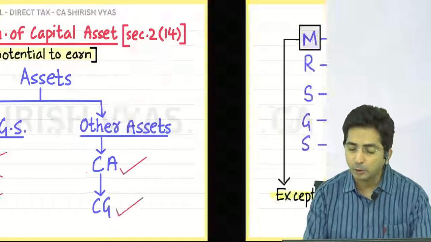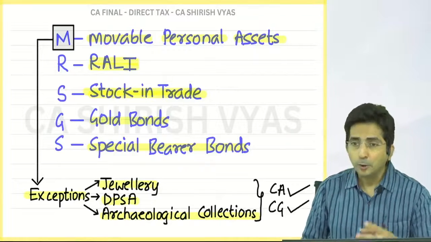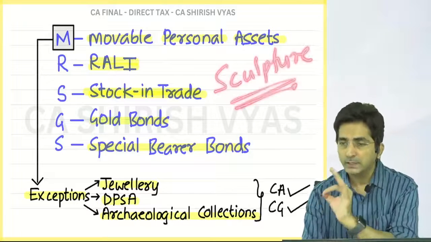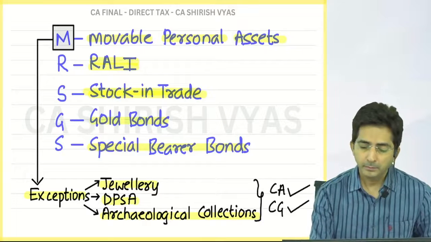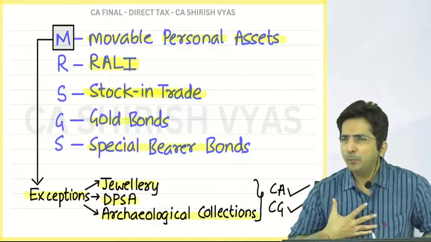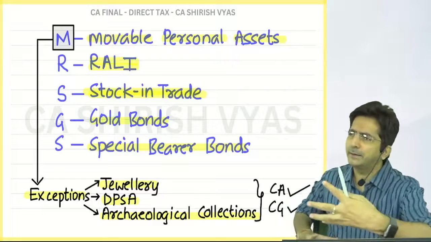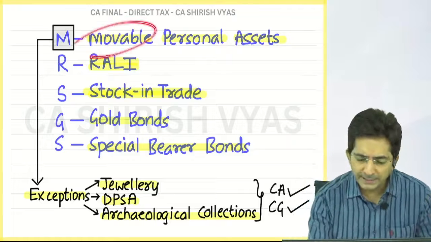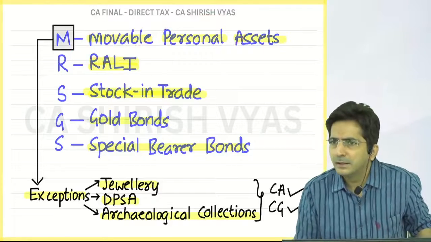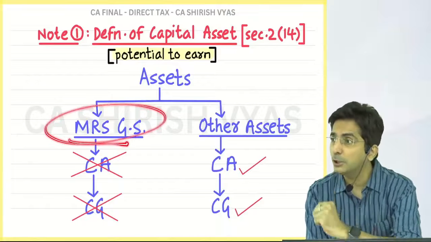So one exception I taught you is jewelry. Another one is DAPSA. You know what is DAPSA? Drawings, painting, sculpture, any work of art. First question: are drawings and painting technically a movable personal asset? Like, I give you an example, I have a hobby of painting. So as my hobby, I painted a good thing. Is that painting movable? Say yes. And it's my hobby, so it's my personal life. Hobby is personal. So technically painting is a movable personal asset, but it has potential to earn.